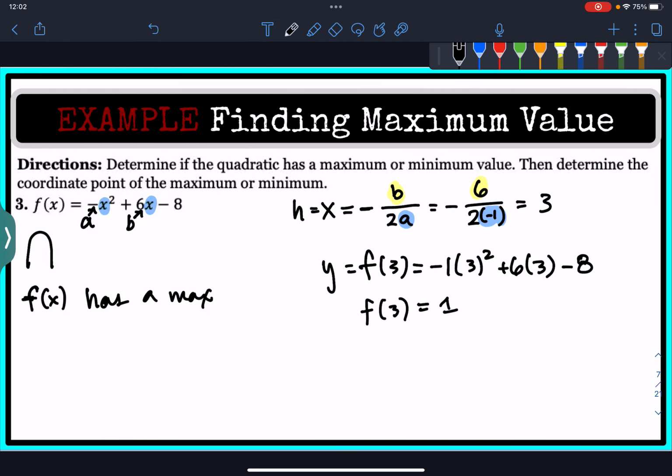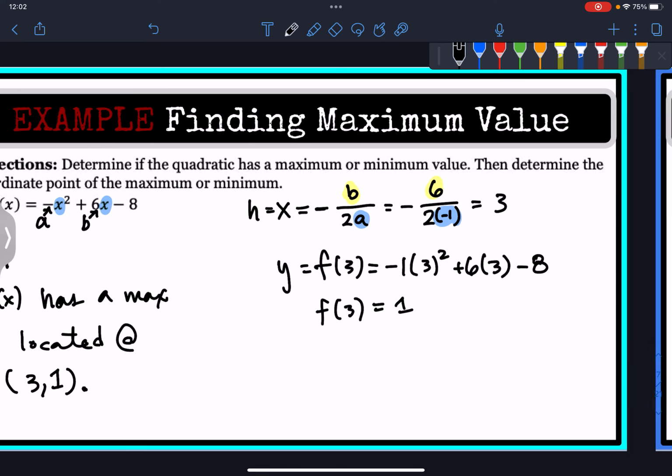So our maximum is located at the coordinate point 3, 1. And there's your answer. Awesome. Let's look at example number 4.